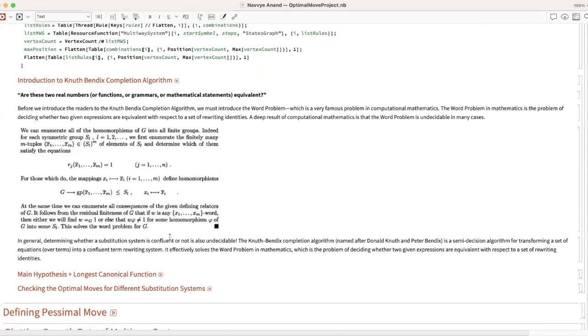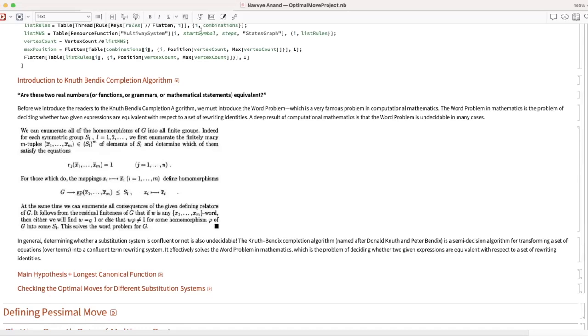Can you give an example of one case where the Knuth-Bendix algorithm wouldn't give you a result? Sure. If you already have a confluent term rewriting system, then the Knuth-Bendix algorithm would just return an empty string. And so that's not really useful for us.